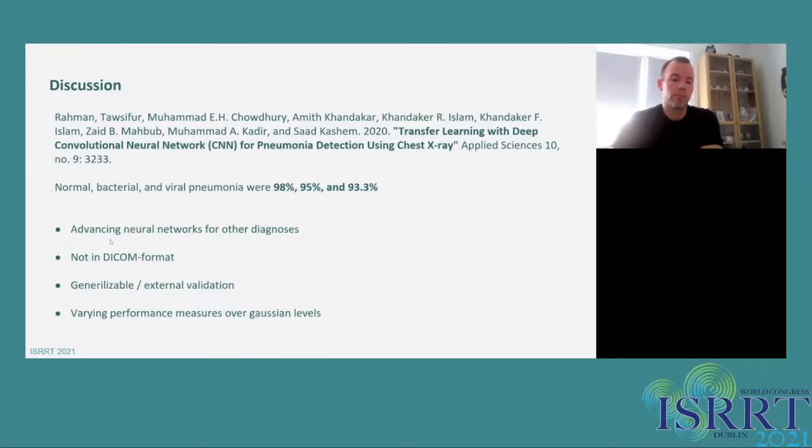We can also try to use images in DICOM format, which contains a lot more information. We also need to externally validate our neural networks on other datasets, but also in other hospitals. We need to find out why there is a varying performance for the 2 diseases measured over the Gaussian levels. This is the very huge drop in the bacterial dataset.